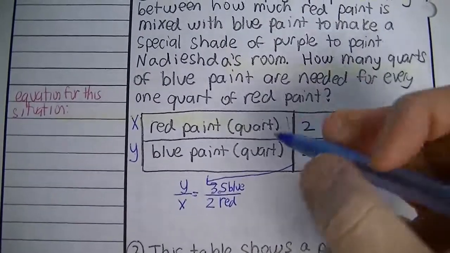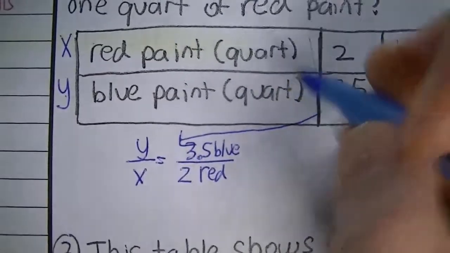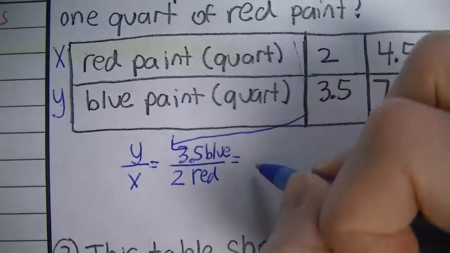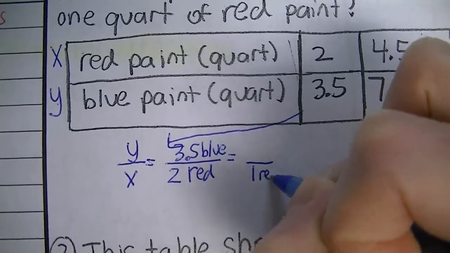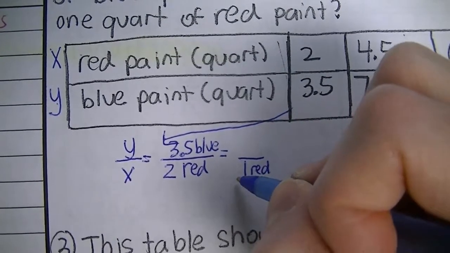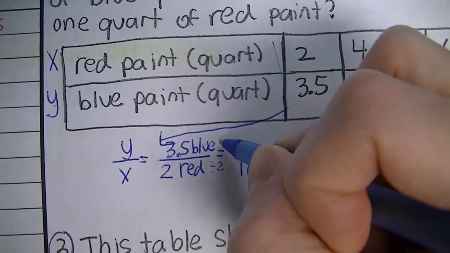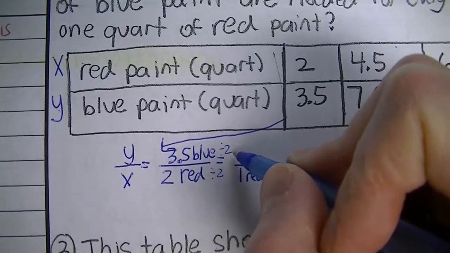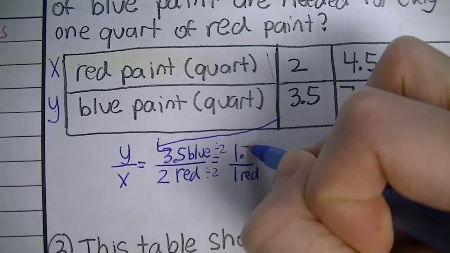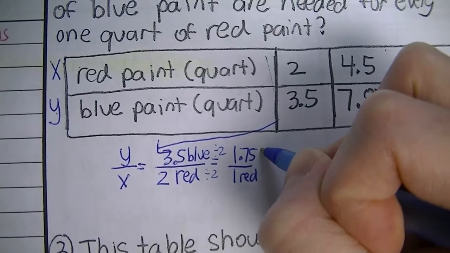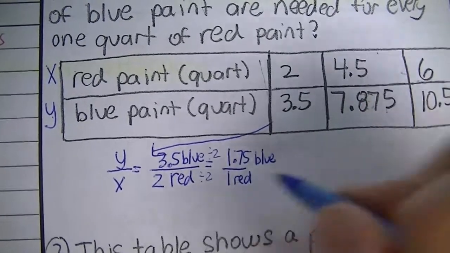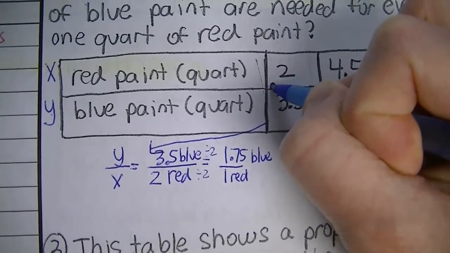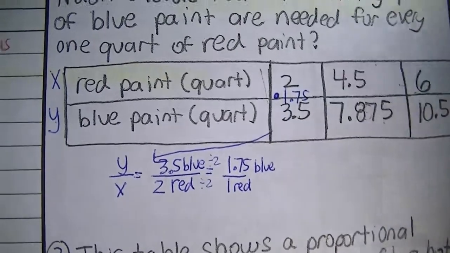Okay? And what you need to do right here is you need to go ahead and find the unit rate, because that right there is just the ratio because they're both in quarts. So we want red on the bottom. And 2 divided by what number gives you 1? Well, it's divided by 2. So you need to also do that to the numerator. 3.5 quarts of blue divided by 2 is 1 75/100 quarts of blue for every 1 red. That's the unit rate, okay? And put the unit rate right here because you're multiplying it by 1 75/100.